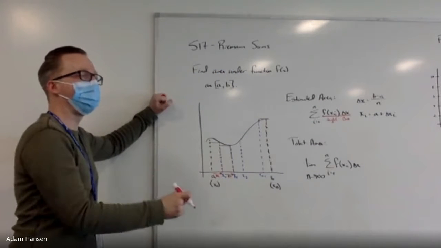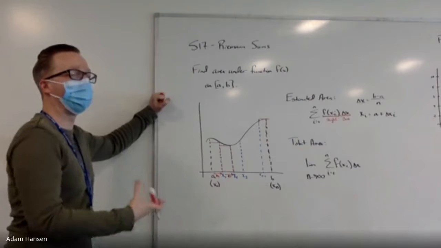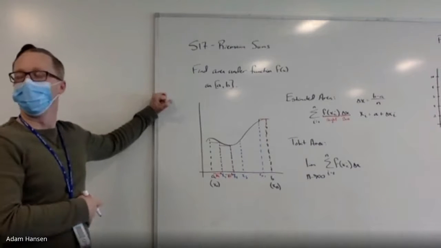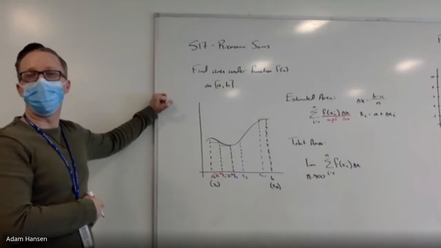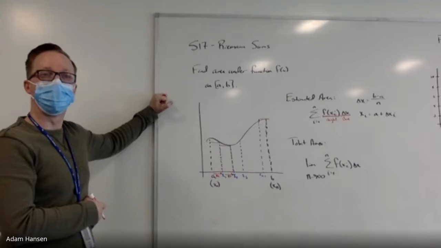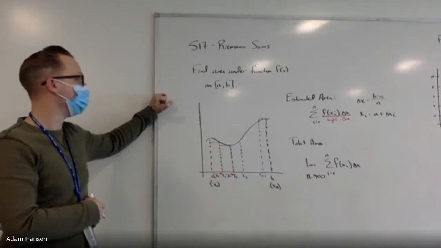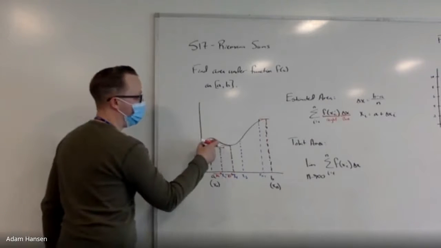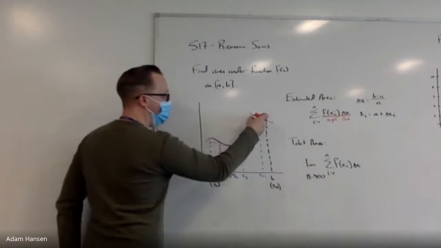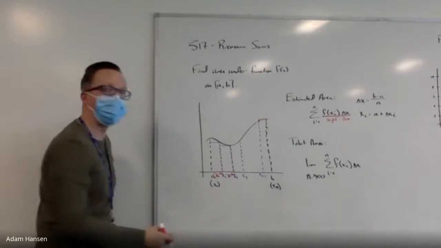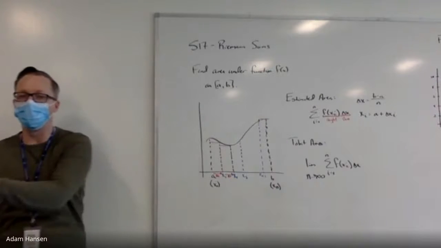How do I turn that estimate into the actual area? How do I decrease the amount of error from using rectangles to get to the actual area? I want to decrease the gap that I am underestimating here or overestimating here. How do I do that to take my estimate and get it closer to the actual area?